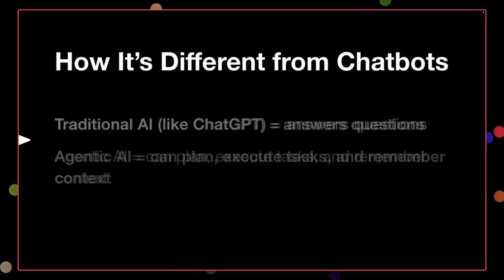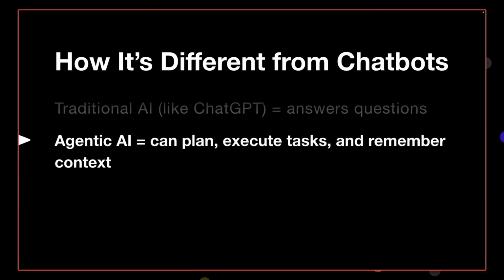Now when we say agentic AI, it goes a step further. It can plan the task. It can execute the task. It can remember the context over a period of time. This makes it much more powerful because it's not just limited to giving us the answer. Now, it can actually get things done.